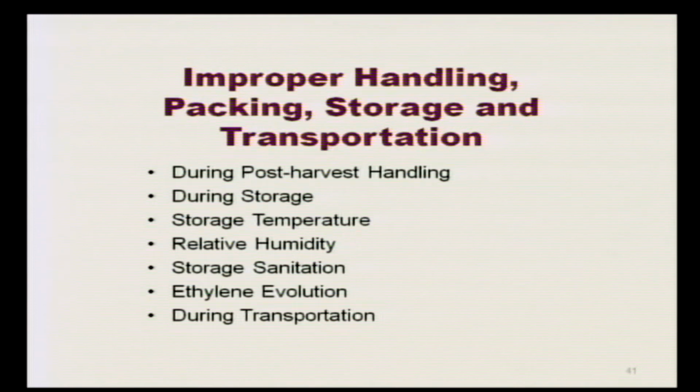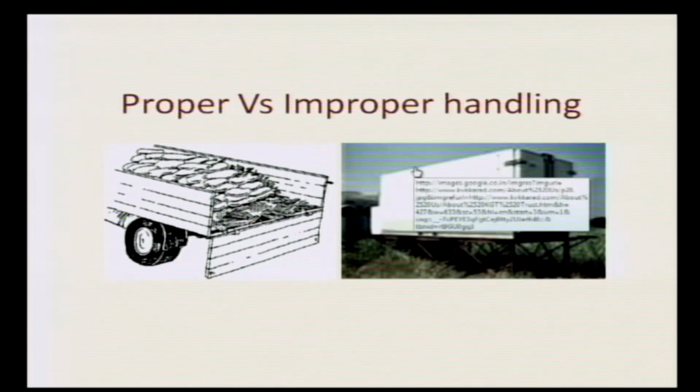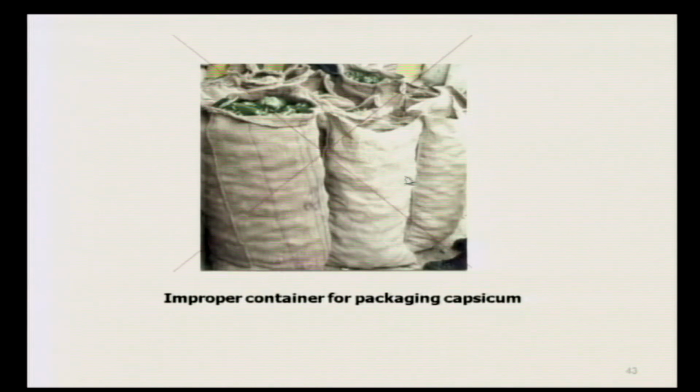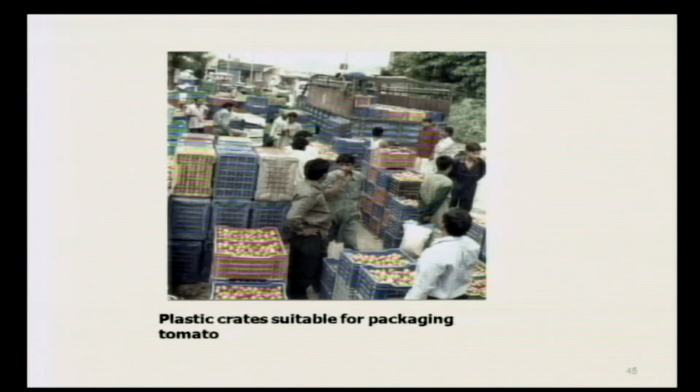Improper handling or packaging, storage and transportation can cause losses during storage. So storage temperature, relative humidity, storage sanitation, ethylene evolution, these things are very important. These are certain examples shown. Like this is the improper handling, this is the proper handling. Normally, improper container for packaging the capsicum, this shows the example. Transportation through trucks, you can see other things have been kept on. This is not the correct way.